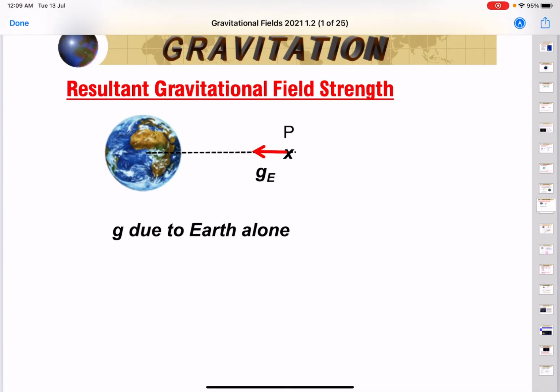We will now find the resultant gravitational field strength at a point under the influence of more than one object. So let's consider a point P near the surface of the Earth. We can find the value of G that is due to the Earth alone.